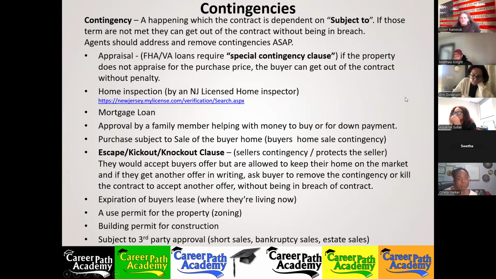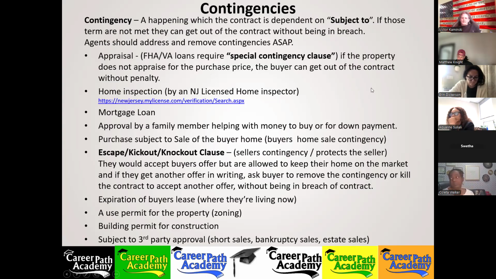So here's my slide with the same stuff on there, just a little bit, and a couple more items. A contingency is a happening which contracts are dependent upon or subject to. If those terms are not met, they could get out of the contract without being in breach. Agents should address and remove contingencies as soon as possible. So, subject to an appraisal for FHA and VA loans, this is required by law to be put into contracts when they're using FHA and VA loans for the source of financing.